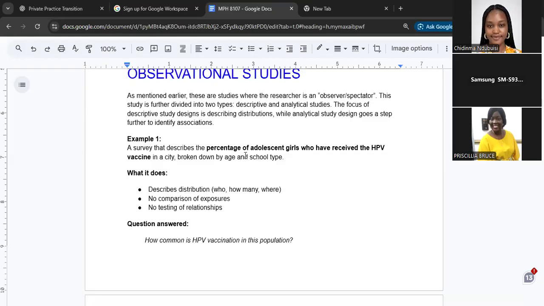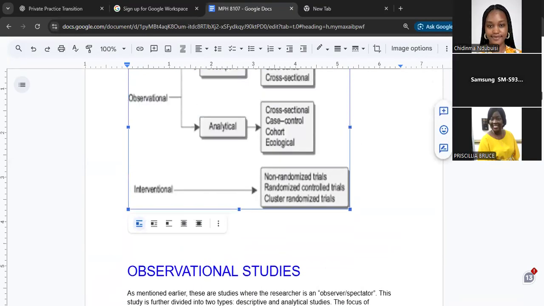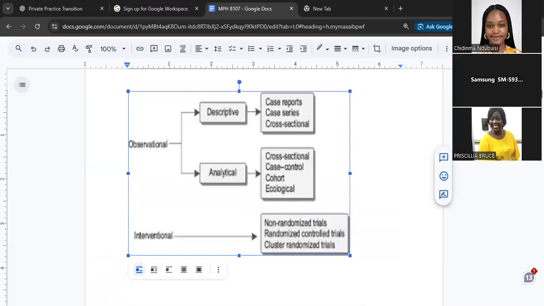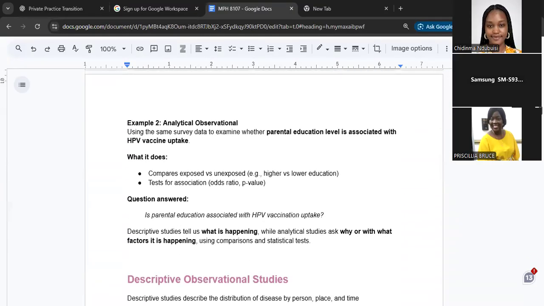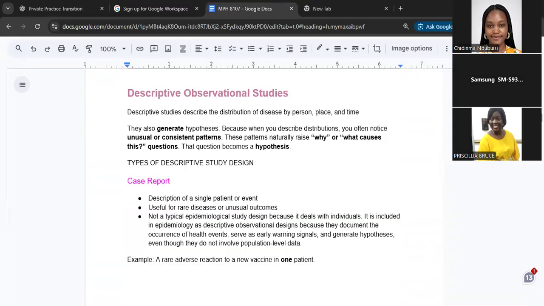So here, there's no such thing as comparison. I don't know if we explained it in the previous class. There's no such thing as testing relationship. Don't worry, we're going to talk about these in detail. So descriptive basically describes. Now, for descriptive studies, I'm going to talk about the different types of descriptive studies before we go back to talk about the analytical studies.